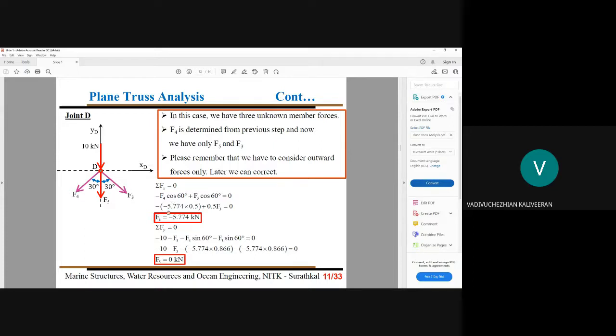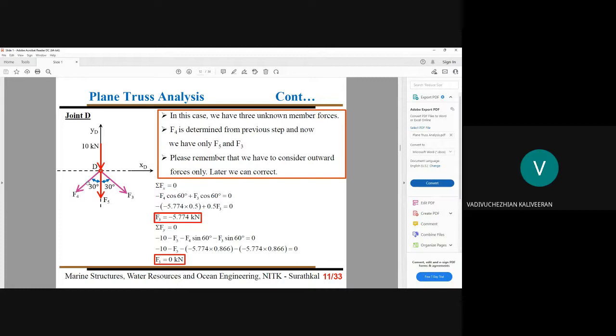So now you have to note minus 5.774 into 0.5 plus 0.5 F3. When you fix this, we are getting our F3 equal to minus 5.774 kilonewton. Similarly, we are also trying to see force equilibrium along the y direction.